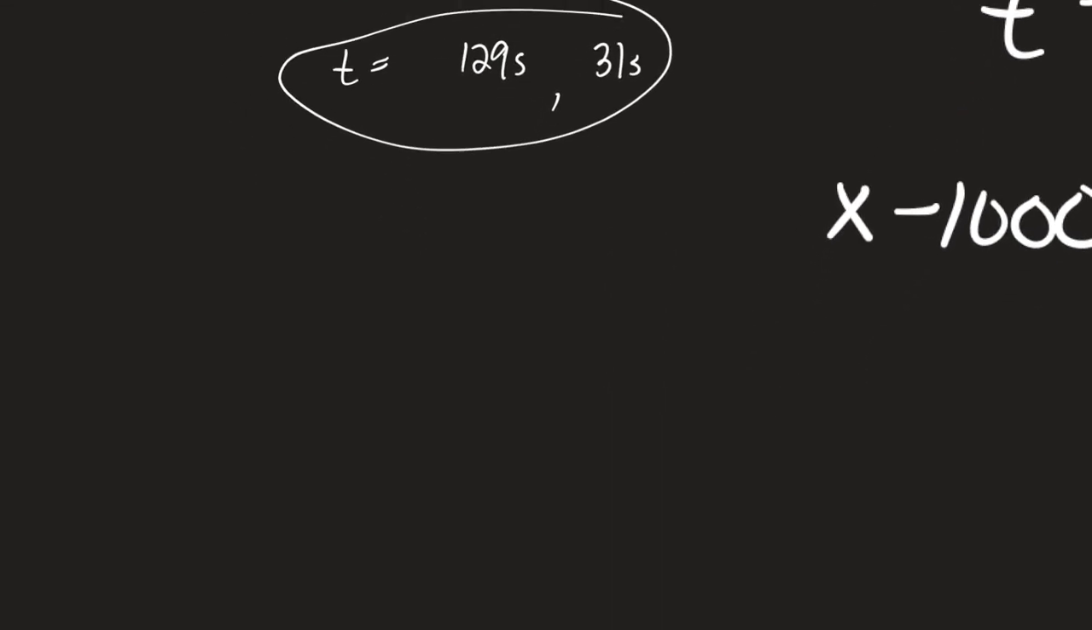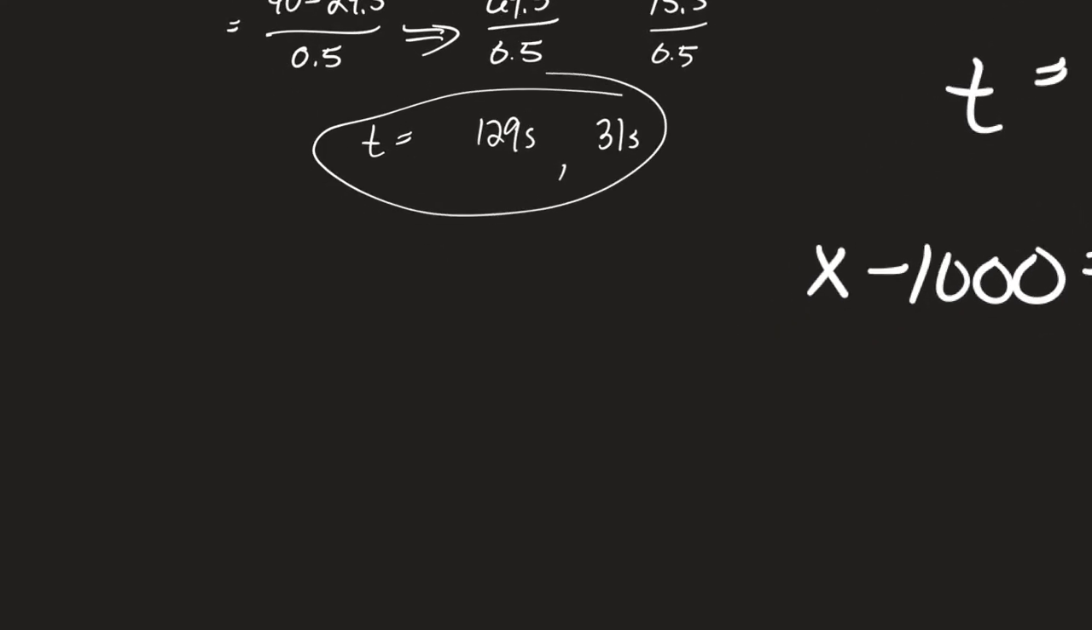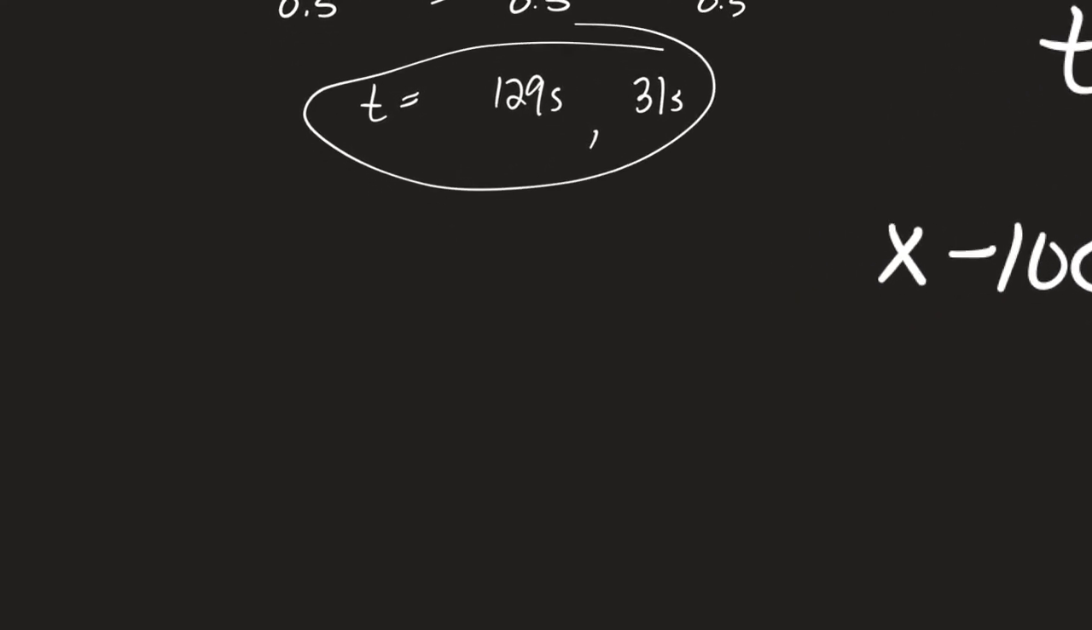Which answer's right? 31, yeah. It's gotta be 31. And the reason is simple. There's two answers because we asked when the two trains would be at the same position. Now, the lower time is when they meet first. And if they crash, there'll be no other position. Thus, 31 seconds is the right answer. Go back now and find out where that is.